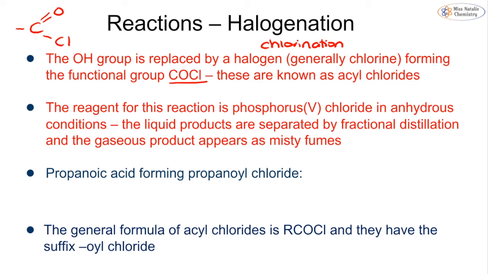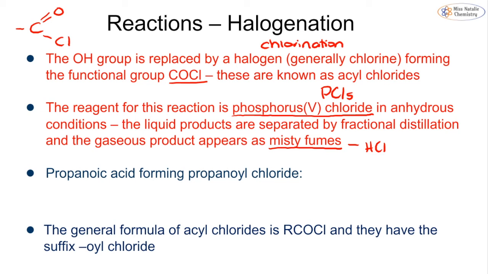What we need to know here is the reagent. So we have PCl5, or phosphorus 5 chloride, as our reagent in anhydrous conditions. We will get 2 liquid products that we can separate by fractional distillation, and we get a gaseous product being formed, and that shows as misty fumes. So hopefully you remember from your chemical tests that means we must be making HCl.